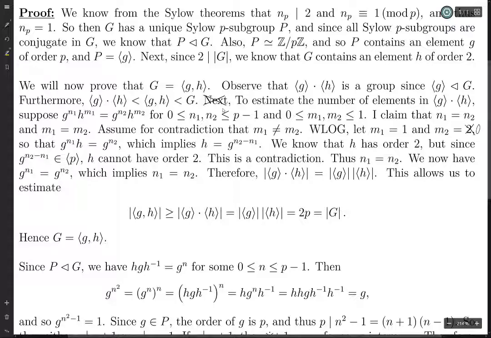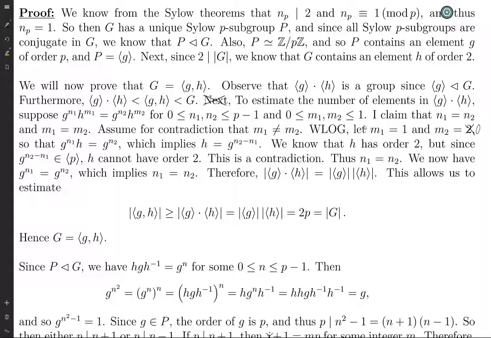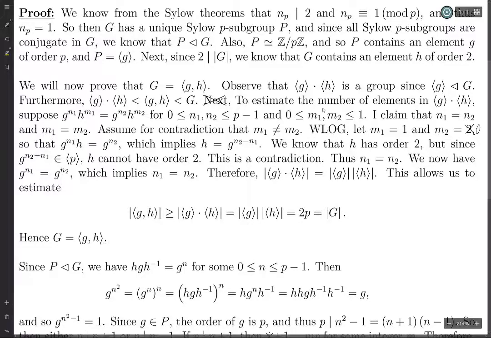Anyways, okay, we're going to say n is between 0 and p minus 1 and m is between 0 and 1, you've got the n's and the m's in those intervals because G has order p and H has order 2. Alright, so first I claim that n1 is n2 and m1 is m2. So if you have two elements that are equal, then the g powers are the same and the h powers are the same, and we can use that to estimate the number of elements in here.